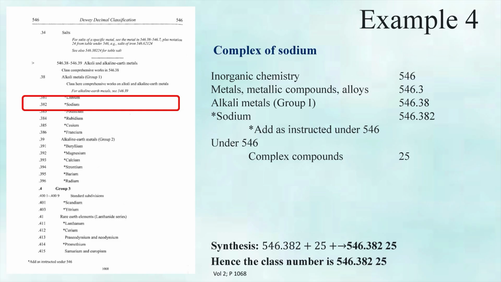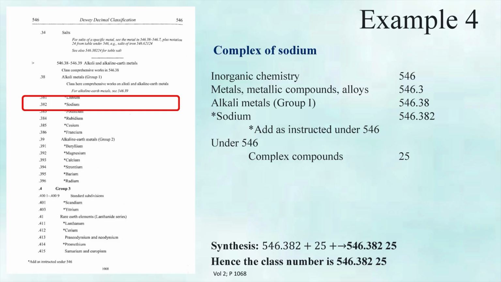So we have to remember it and keep in mind that we have the extended subdivision, or we have to take the help of that extended subdivision to get such isolated ideas like complex, etc. So then under 546 there is metal, metallic compound, and alloy. You know that sodium is a metal, an inorganic metal definitely. So it is in 546.3. In group 1, the group 1 is from the periodic table.